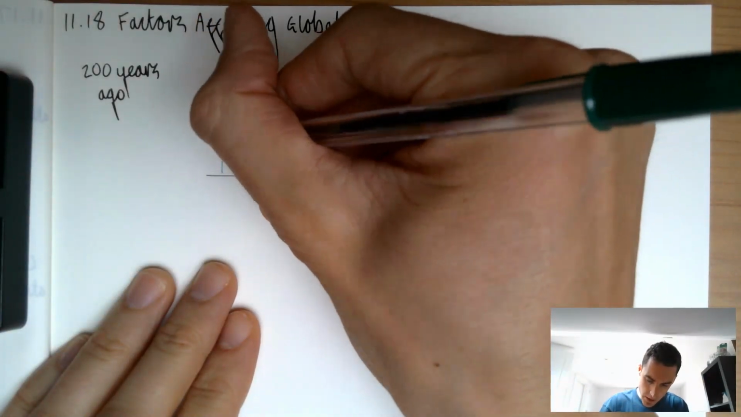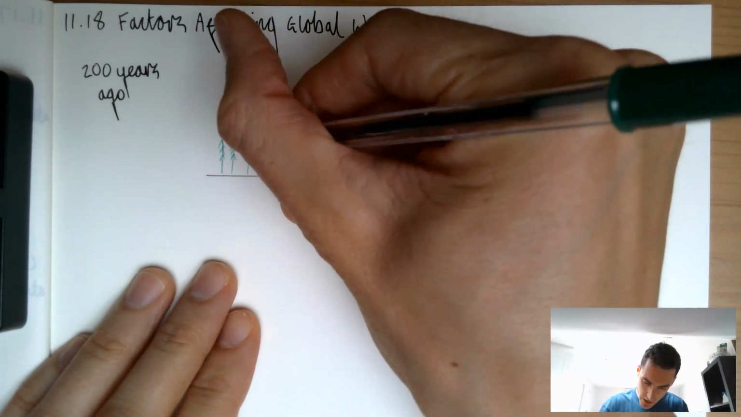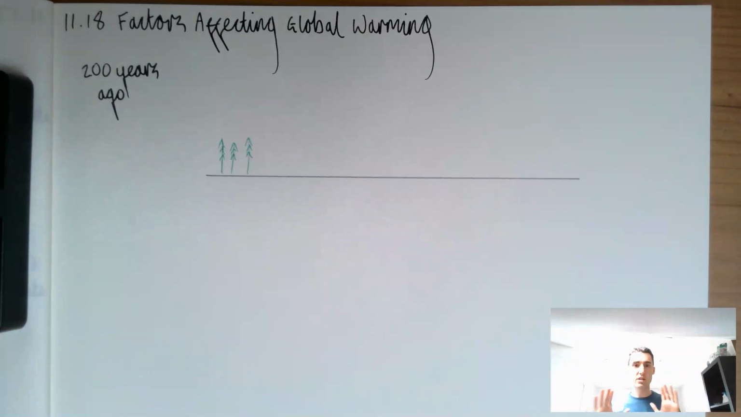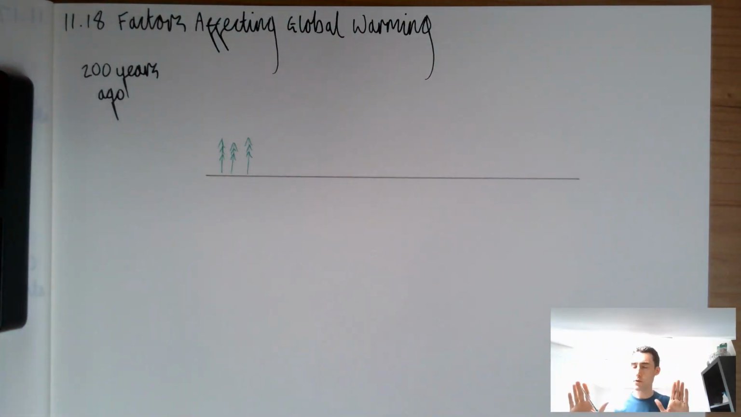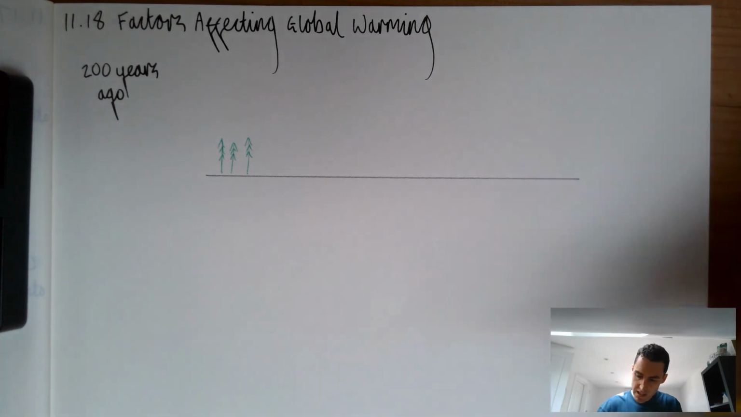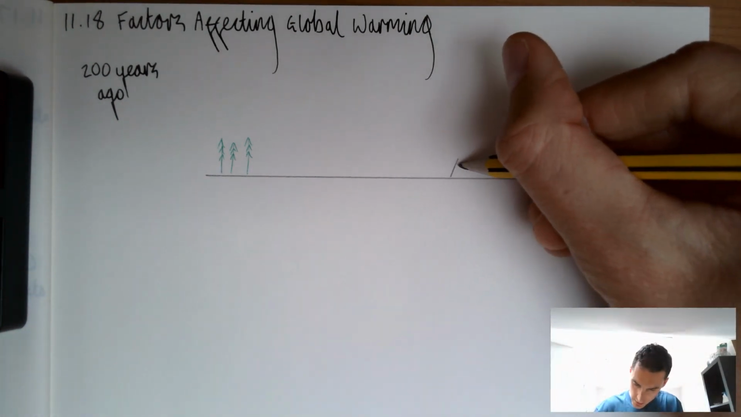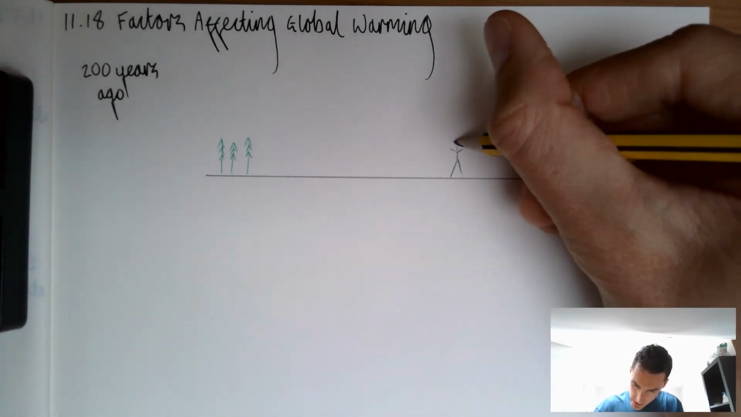What I might do is firstly draw the carbon cycle as it should be. So I'm going to draw 3 trees here, and I'm going to stick with the 3 trees because I'm not talking about deforestation here. I'm talking about burning more fossil fuels. And let's imagine we've got a person like this, and it's 200 years ago.